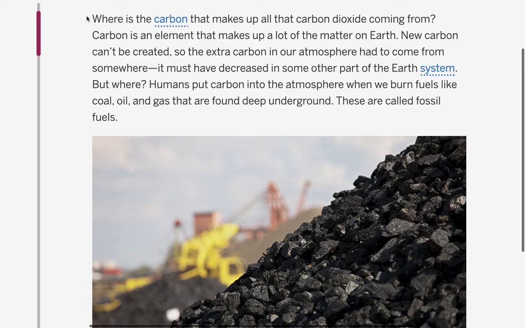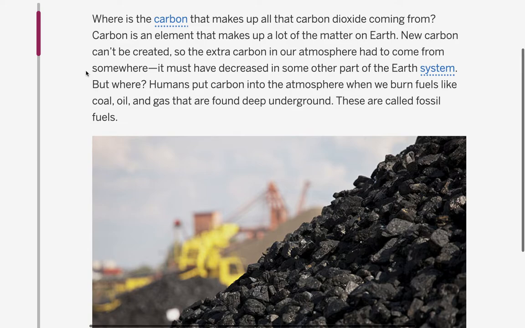Where is the carbon that makes up all that carbon dioxide coming from? Carbon is an element that makes up a lot of the matter on Earth. New carbon can't be created, so the extra carbon in our atmosphere had to come from somewhere, but it must have decreased in some other part of the Earth system.